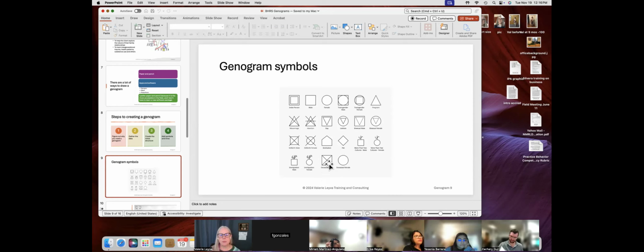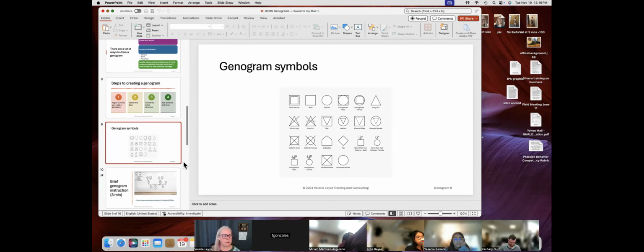Deceased male and female, you put an X through the middle. I don't know why the X is not through the deceased female here. Their age at the time of death goes inside the symbol. Once I get on the whiteboard, I can also show you the symbol for adoption, for foster care, and for somebody who identifies as non-binary.